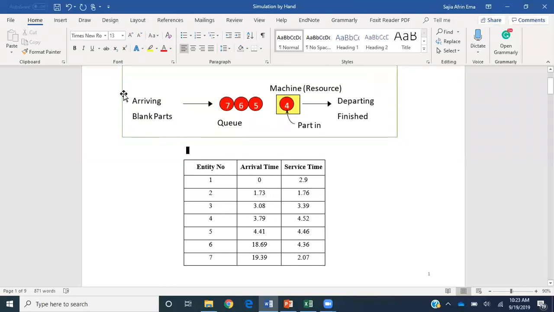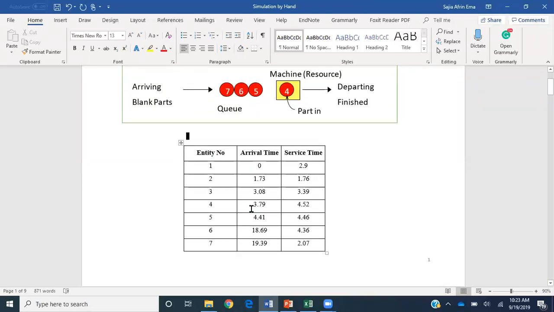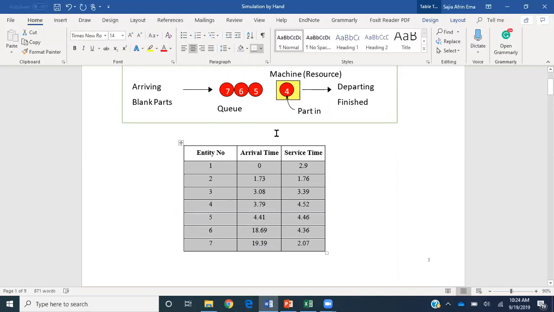Let's say an observer went in and observed this system for a certain time, and he saw that there were 7 arrivals. So he recorded all the arriving time and service time, and these all are in minutes. So let's go ahead and try to find how we can use this data to calculate some useful statistics.